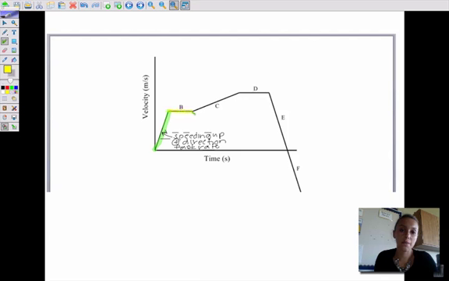In line B, it's a flat line, but it's not lying on the x-axis. So that means it's moving at a constant velocity in the positive direction.